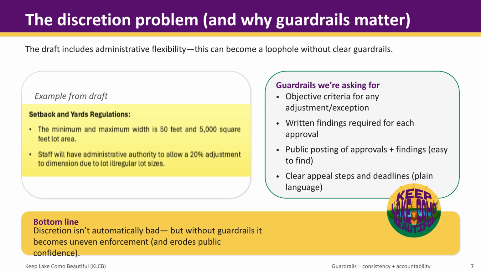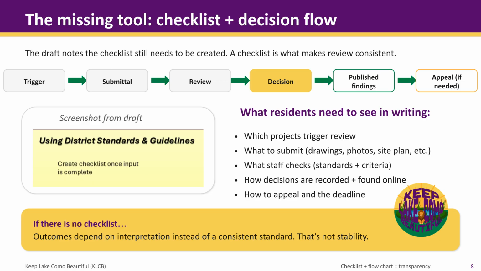Administrative flexibility, like the ability for staff to allow a 20% adjustment, can become a loophole without clear guardrails. We are asking for objective criteria, written findings for approvals, public posting of decisions, and clear appeal steps to ensure consistent enforcement. The checklist and decision flow are missing tools that are vital for consistent review. Without a checklist, outcomes depend on interpretation, not a consistent standard.